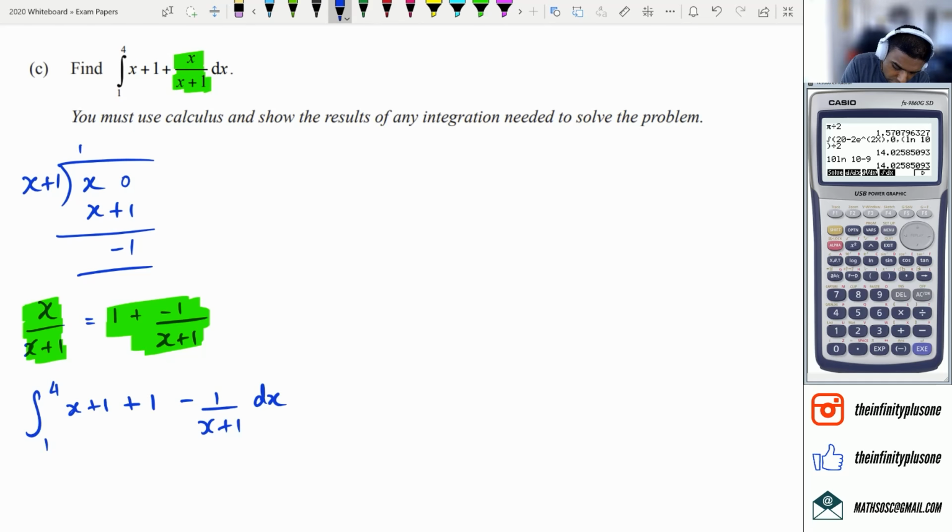But let's say you want to do substitution. The reason I want to choose substitution is that in this particular paper, I haven't had the opportunity to show you how to do substitution. So that is why I'm doing substitution. I'm going to put down u is equal to x plus 1. Therefore, u minus 1 is equal to x.